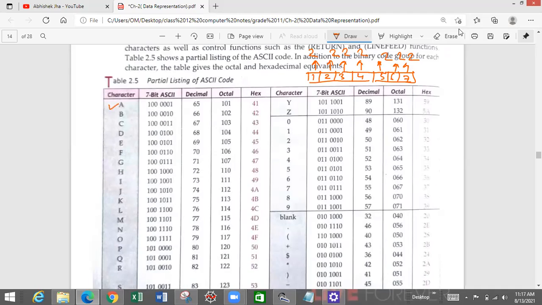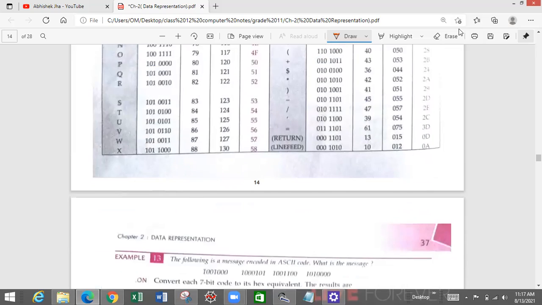For character A, how we are representing in ASCII 7-bit, it is represented as 1000001. In decimal, it is 65. Octal, it is 101. Hexadecimal, the code is 41. So whenever you are typing A from your keyboard, you are entering this data. Whenever you are typing G, you are entering this data. It is going in the form of signals. If you are typing a number, suppose number 9 is entered, then you are entering this data. So in this way, all the data are entered.